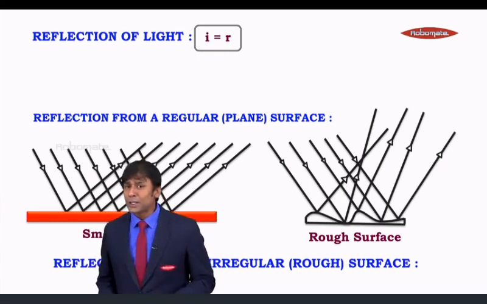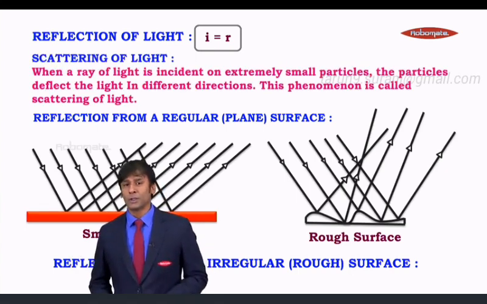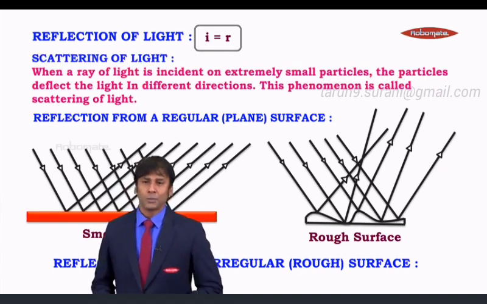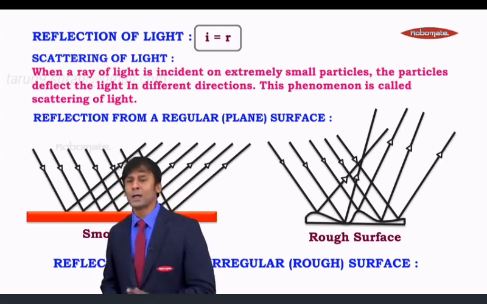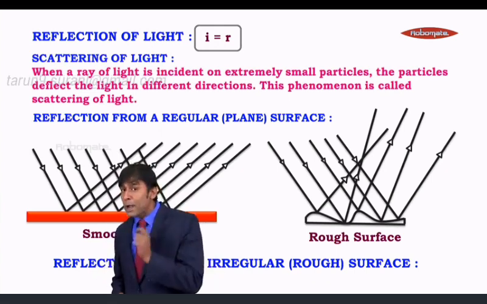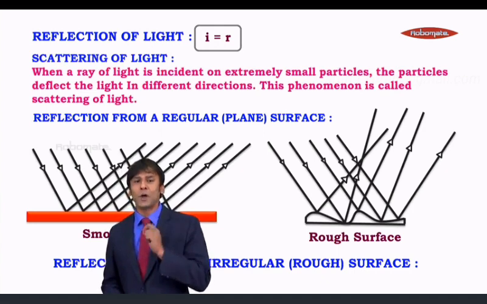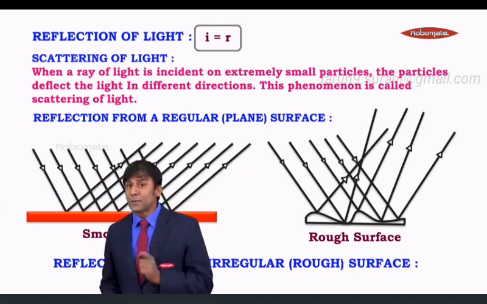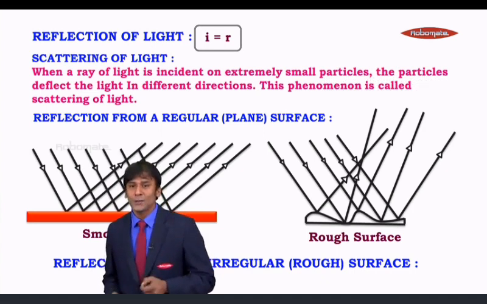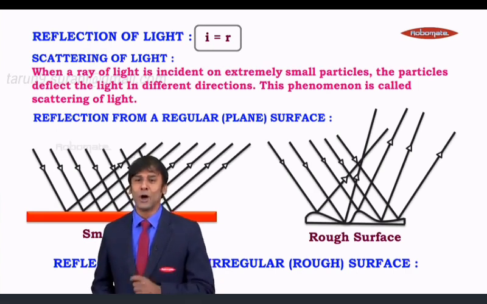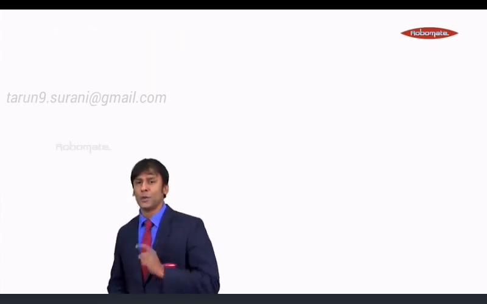Now students, after understanding regular and irregular reflection, let us come to the basic definition. This is a definition which comes in exam for 1 mark, so let's look at this definition. When a ray of light is incident on extremely small particles, the particles deflect the light in different directions, and this phenomenon is called scattering of light. Let's understand this definition more in detail.